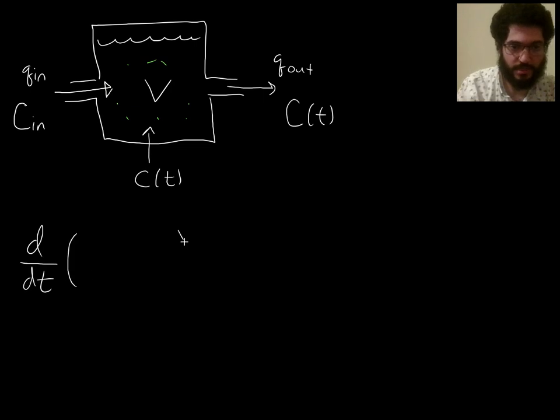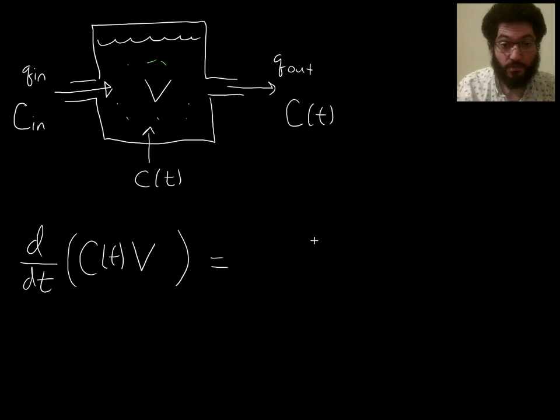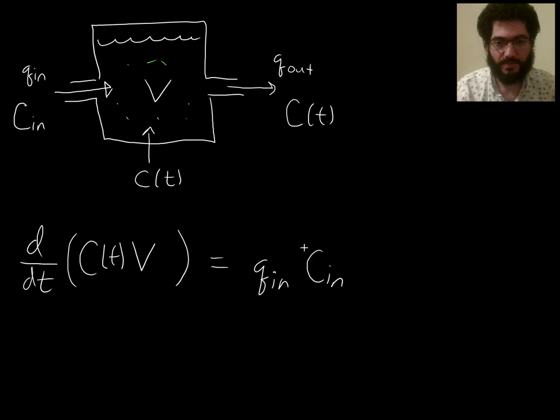The time rate of change of the total amount of the green stuff inside here, so that's C of t times V, equals the rate at which green stuff enters minus the rate at which green stuff leaves. So we had decided that this fluid flow rate times the concentration of the fluid coming in, that would be the rate at which the green stuff enters. And then this was the rate at which the green stuff leaves.